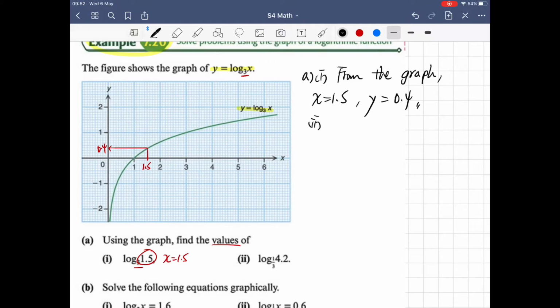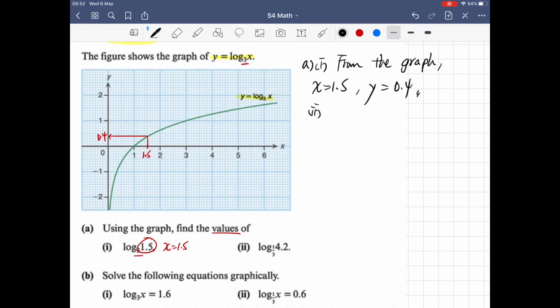Then in A2, it asks you to find the value of log 4.2 with base 1 over 3. So now, as you can see, the base is 1 over 3 instead of 3. So therefore, we need to convert the base. For this, first we can separate using the property so that we have log 4.2 over log 1 over 3.